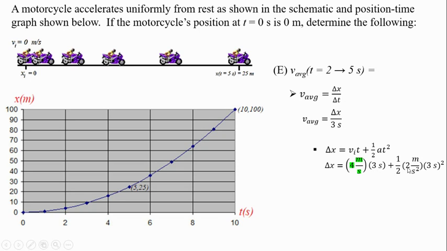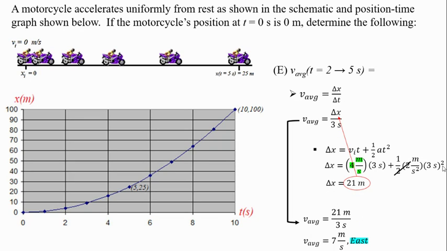My acceleration is still 2. My time here is 3 seconds. The square there is part of the function. So if you do all this correctly, you should get a value of 21 meters. Well, I want to carry my work down. 21 meters gets substituted in for delta x. So therefore, my average velocity is just 21 meters divided by 3 seconds, which reduces down to 7 meters per second. It includes the direction because, again, velocity is a vector.